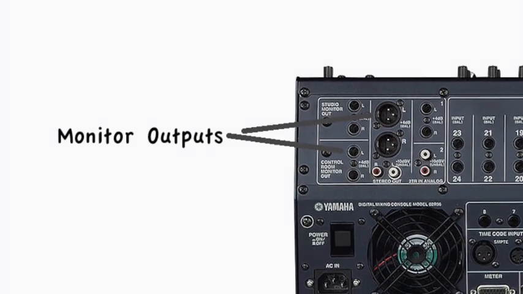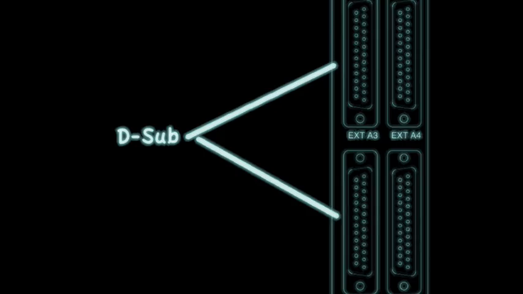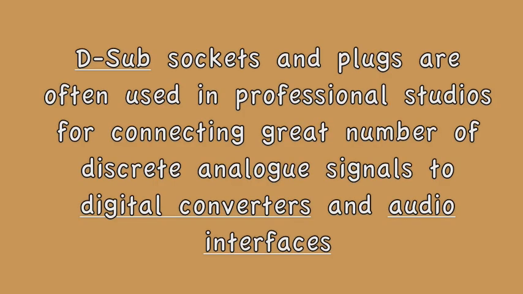Monitor outputs are often XLR balanced, TRS or TS sockets outputting line-level signals for connecting reference monitors and monitor amplifiers. These D-sub sockets and plugs are often used in professional studios for connecting a great number of discrete analog signals to digital converters and audio interfaces. These subs carry line-level signals.